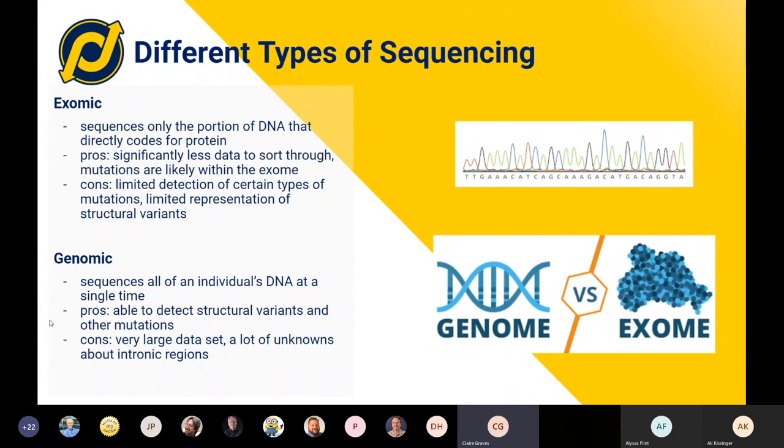If there's shifts within the genome, you can't pick that up with exomic sequencing. To contrast, you have genomic sequencing, which is going to sequence the entirety of an individual's DNA at a single time. So this will be able to detect structural variants and other mutations, but the cons are that it's an extremely large data set to sort through, and you're going to be left with a lot of data that you might not know what it means or its implications. So those are the cons.